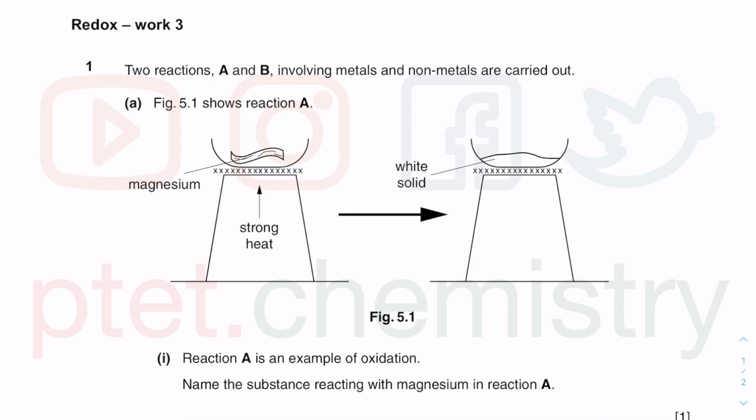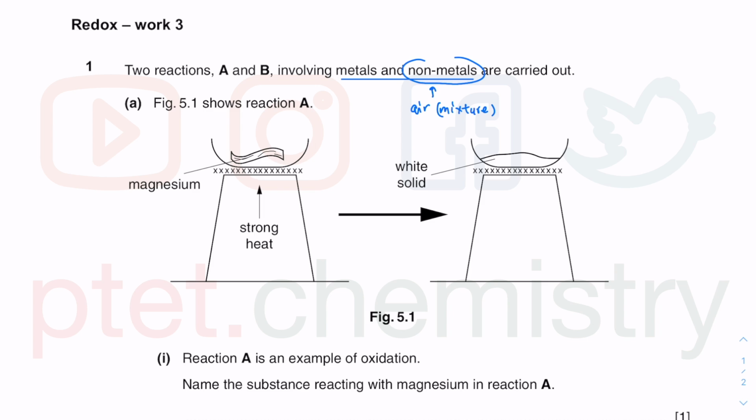In this first question, we have two reactions, A and B. We have metals and non-metals reacted together. So the metal here is just magnesium, but they don't mention the non-metal. So the non-metal here is basically the A. The A, which is a mixture as we know it.